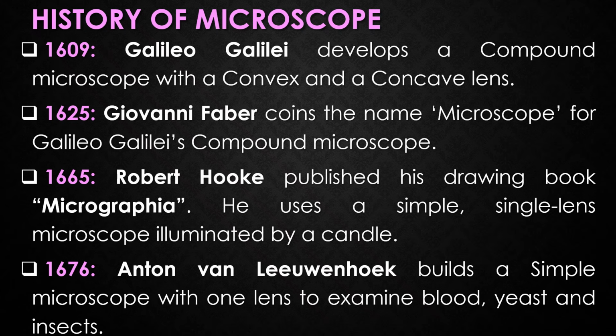In the year 1676, Anton van Leeuwenhoek, who is widely known as the father of microbiology, father of protozoology, and father of the microscope, built a simple microscope with one lens to examine blood, yeast, and insects. Leeuwenhoek was the first to observe bacteria, and he invented a new method for making lenses that allowed magnification of up to 270 times the original size.